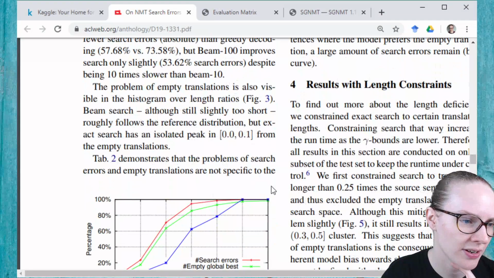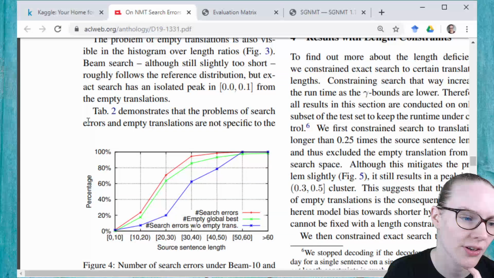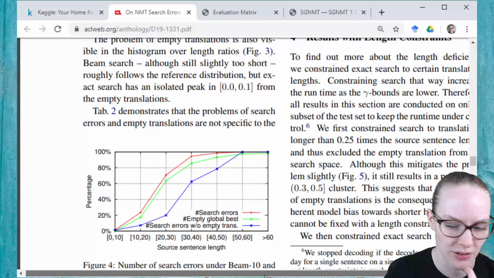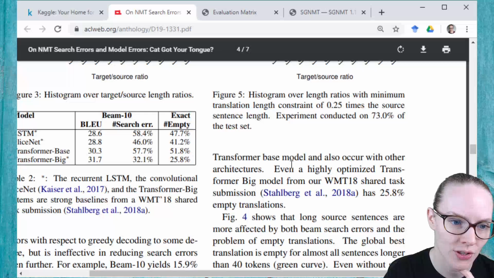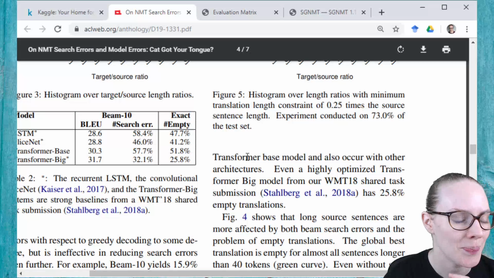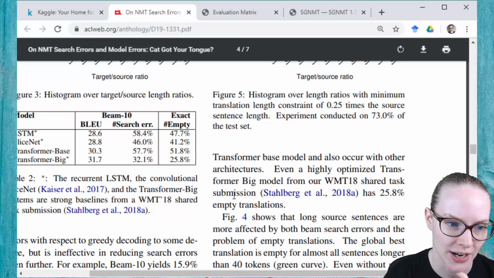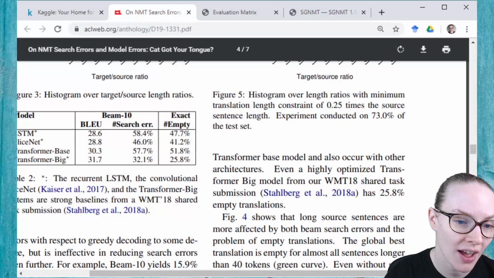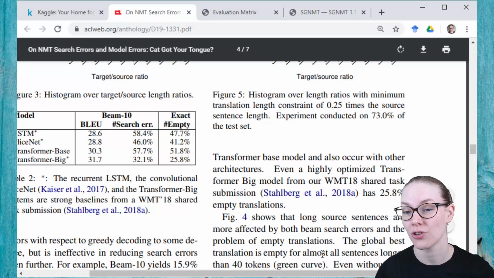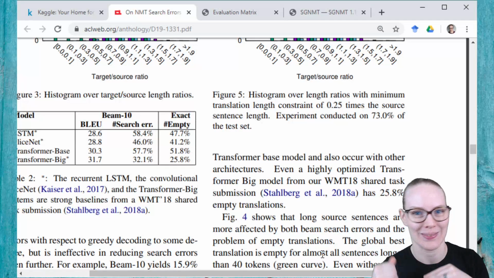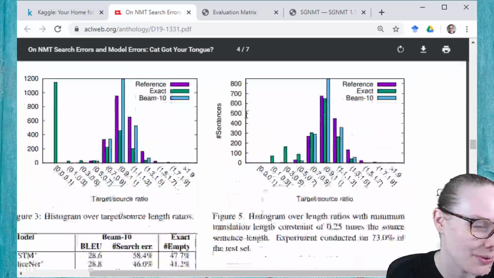Table 2 demonstrates that the problems of search errors and empty translations are not specific to the transformer-based model and also occur with other architectures. Even the highly optimized transformer big model from our WMT18 shared task submission has 25.8% empty translations. So over a quarter of all translations returned were just nothing, they said nothing. Let's see, that was table 4?